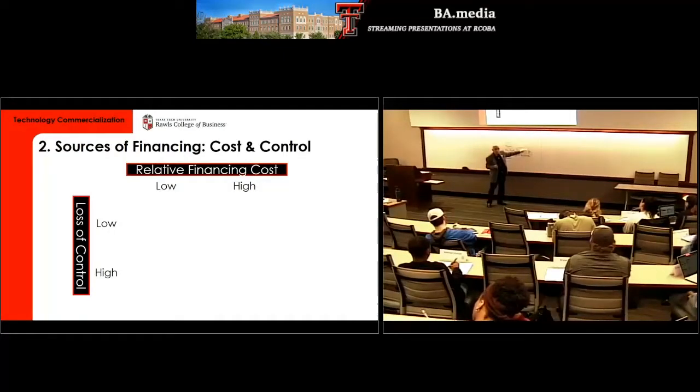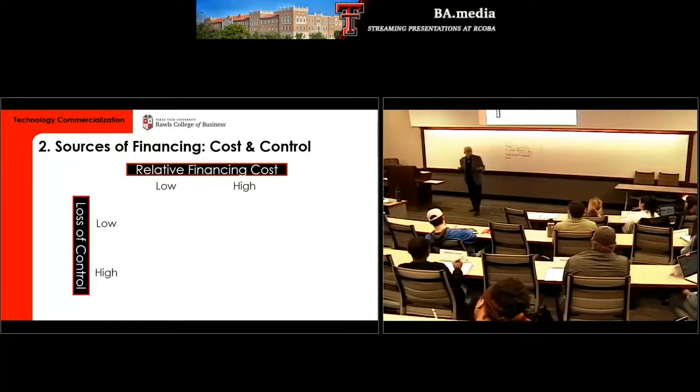Sometimes it doesn't cost much. So the relative financing cost can be low or high, just like we have on this. However, there's something called control. What control means is, can somebody else tell you what to do?